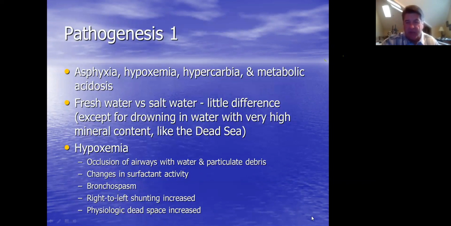Bronchospasm happens just like in wheezing or asthma. Bronchospasm can occur. Shunting in the heart will occur, and the dead space in the lungs is increased, so there are less active lungs to actually work. So the lungs become smaller and inefficient.